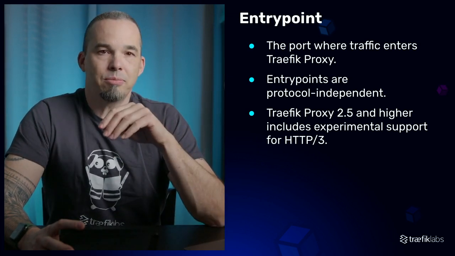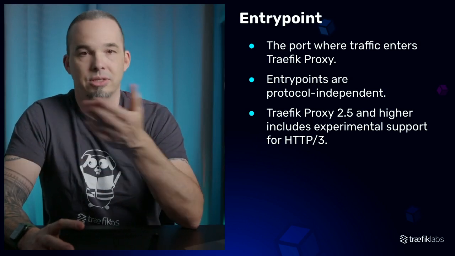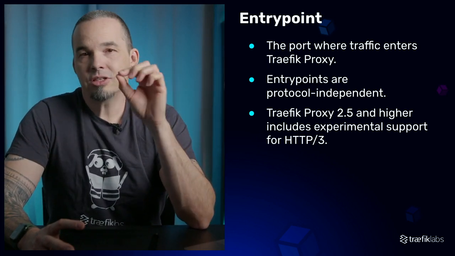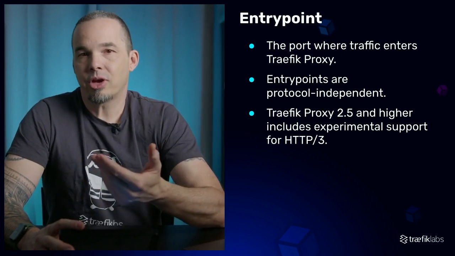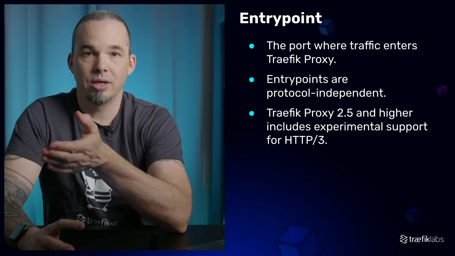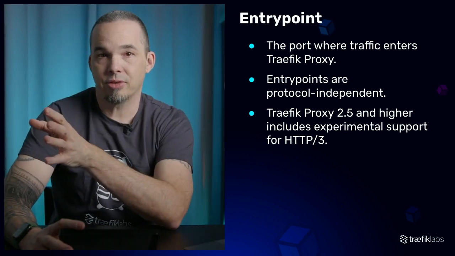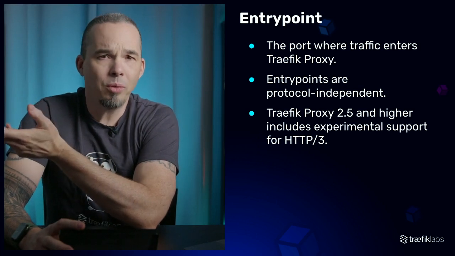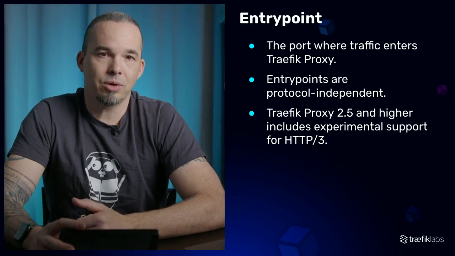We tend to associate ports with protocols because if you have a web server listening on port 80 or 443, you know that it speaks HTTP or HTTPS, and that's it, right? This isn't true with Traffic Proxy. The port is just the port. You could configure Traffic Proxy to receive TCP and HTTPS requests on port 443, have it process TLS and HTTP headers for one, and pass TCP traffic for the other to some backend that has its own TLS certificate. You can do whatever you want with it. And starting with Traffic Proxy 2.5, you can even handle HTTP 3 requests.